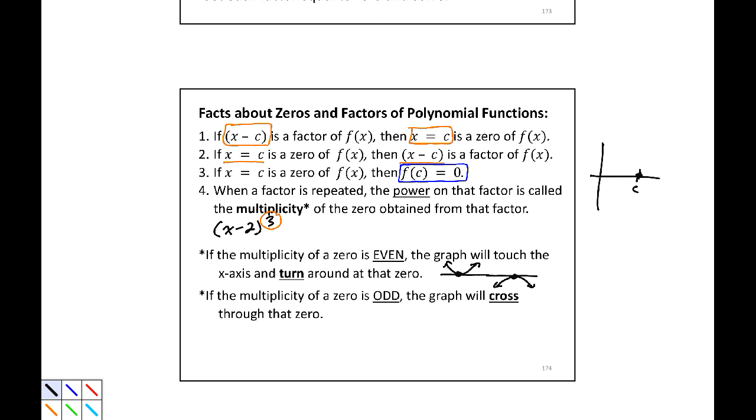If the multiplicity of a zero is odd, then it will cross through that zero. So let's say these two zeros are odd multiplicity. We would cross right through or cross back through the other way. We'll use these facts as we go forward to graph some polynomials once we find their zeros.